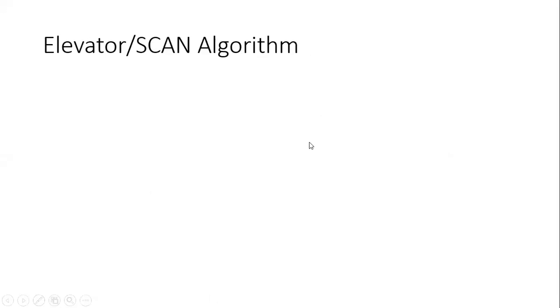So this is all about SSTF. The next algorithm is called the elevator or the SCAN algorithm, which we'll discuss in the next lecture.